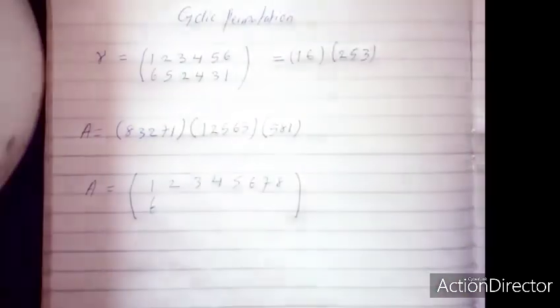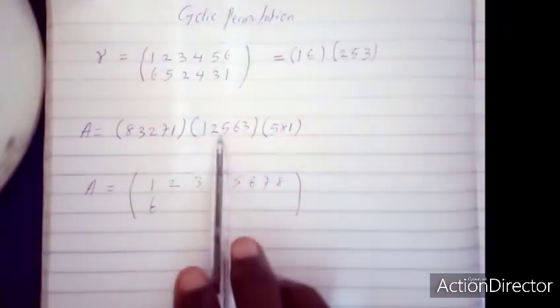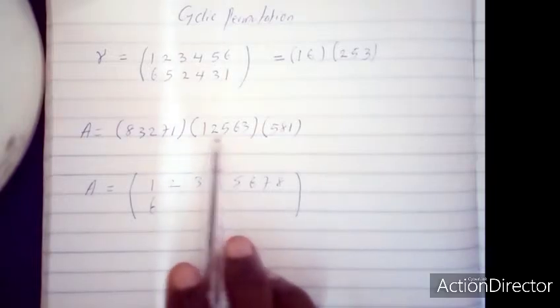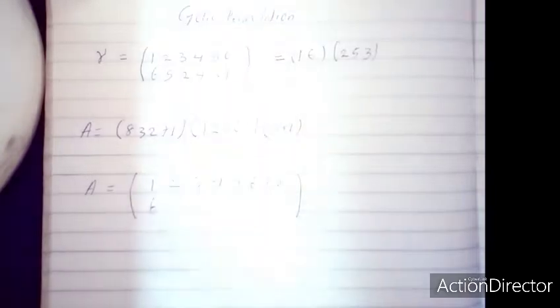6. Now check this. For 2, do you have 2 in this bracket? No. Do you have 2 in this bracket? Yes. 2 maps to 5. Check this bracket. Do you have 5? No. That means 2 maps to what? 5.